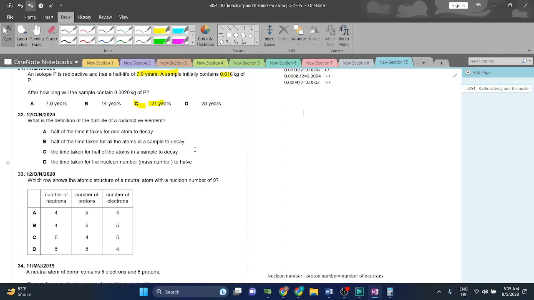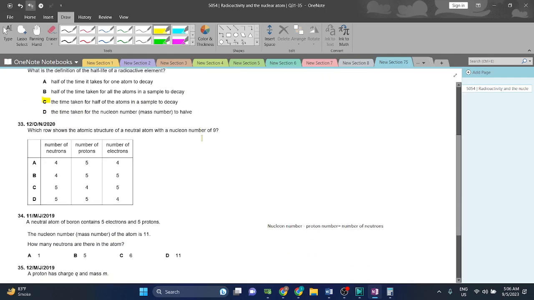The half-life is the amount of time it requires for half of the radioactive atoms in that specific sample to undergo radioactive decay. So yeah, the time it takes for half of the atoms in that sample to decay. Okay, this was a very easy question.